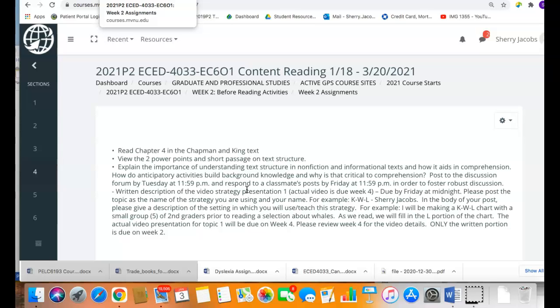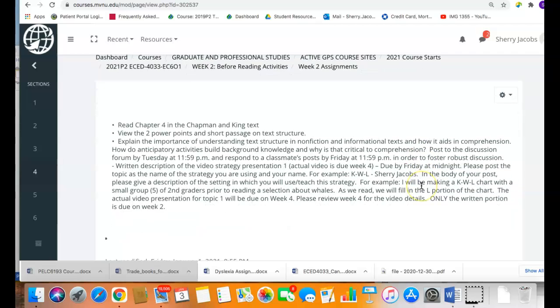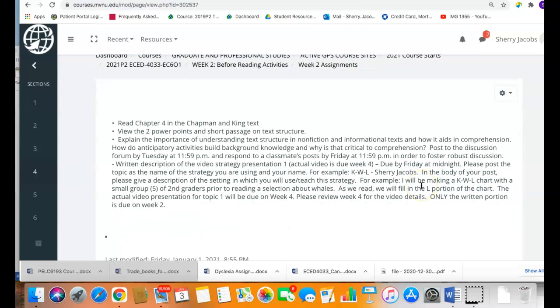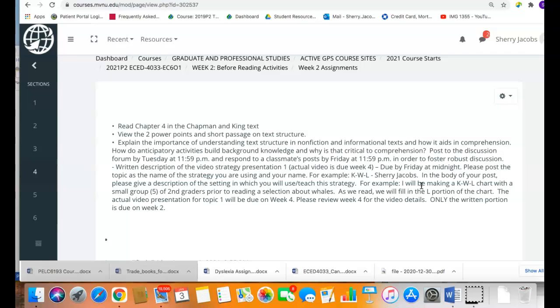However, if students are unable to navigate through those structures, like the diagrams and the captions and charts and tables and so on, it's very difficult even with the vocabulary for them to be able to understand and comprehend that nonfiction text. So you're going to be talking about text structure in our forum this week, and you're going to be writing a description of a video strategy.